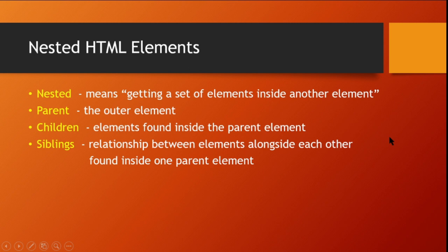And lastly, we have nested HTML elements. Nested means getting a set of elements inside another element. The parent is the outer element. The children are found inside the parent element, wherein the relationship between these children is called siblings.